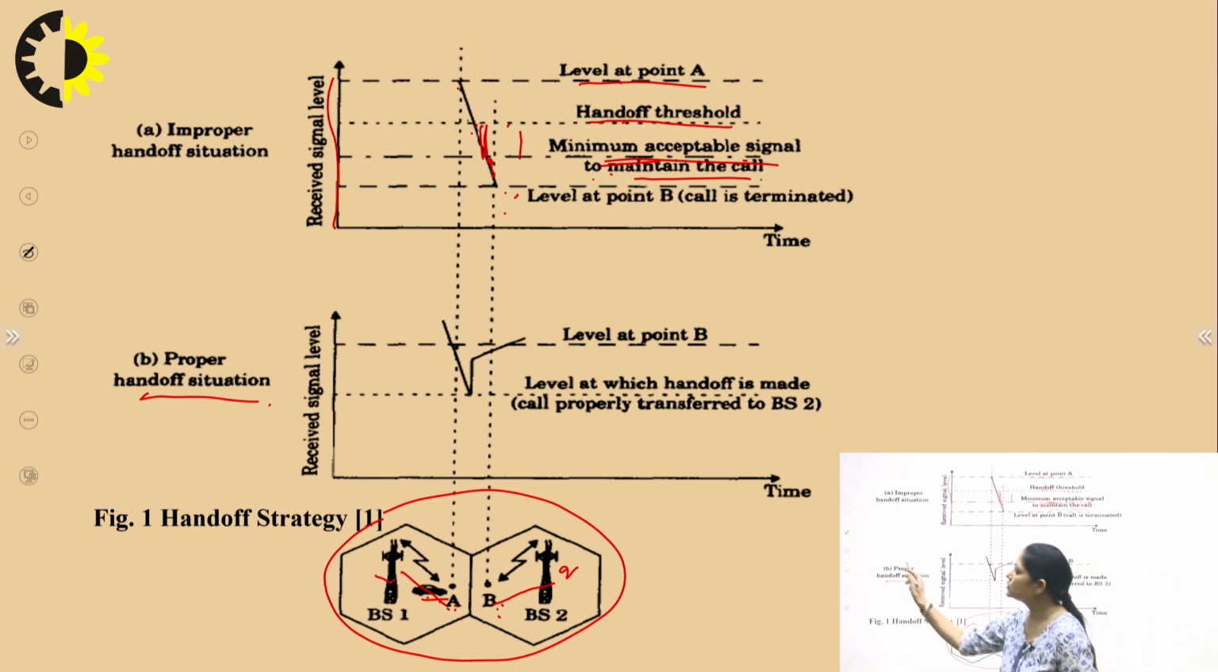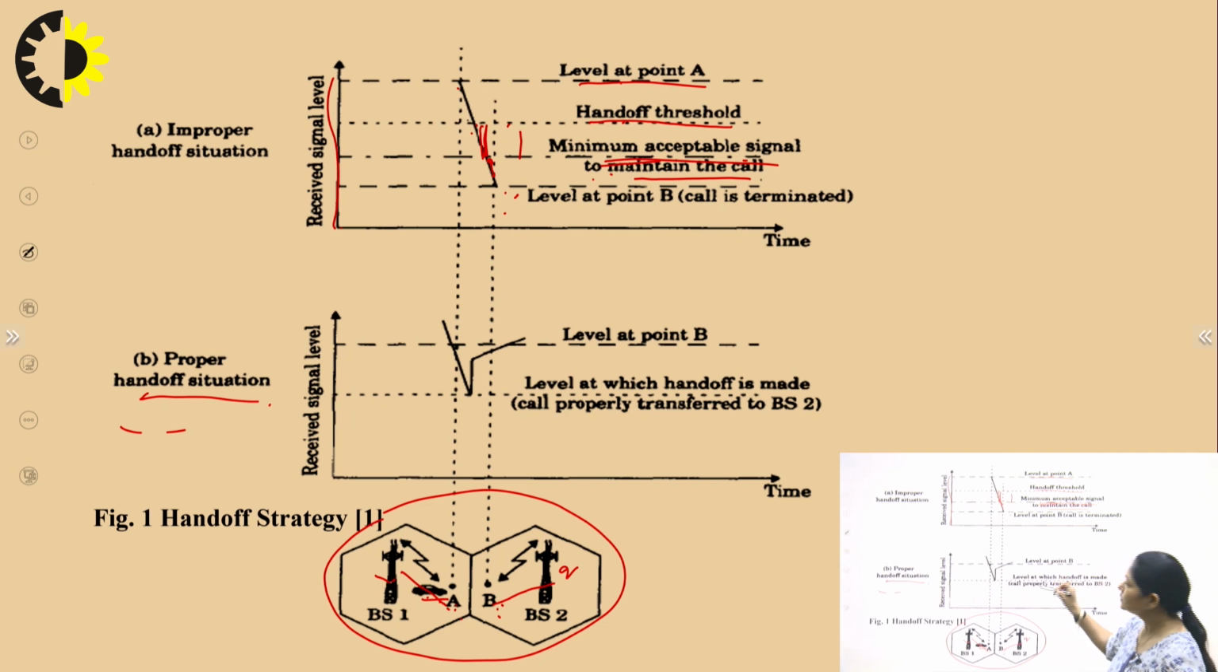Now, this is the situation for proper handoff. You can see the same situation is there. The user is moving from A, the signal level is A, and he is moving towards B, and this is the delta threshold level, and in between, the signal level has dropped. This is the level at which handoff is made, which is above the minimum acceptable level.